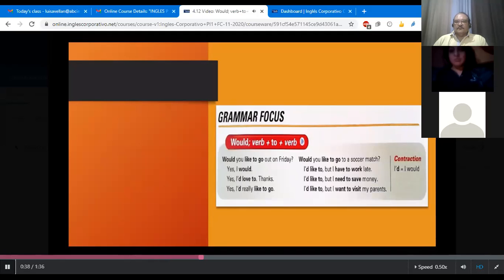Would you like to go to a soccer match? I'd like to, but I have to work late. I'd like to, but I need to save money. I'd like to, but I want to visit my parents. Contraction: I'd equals I would.